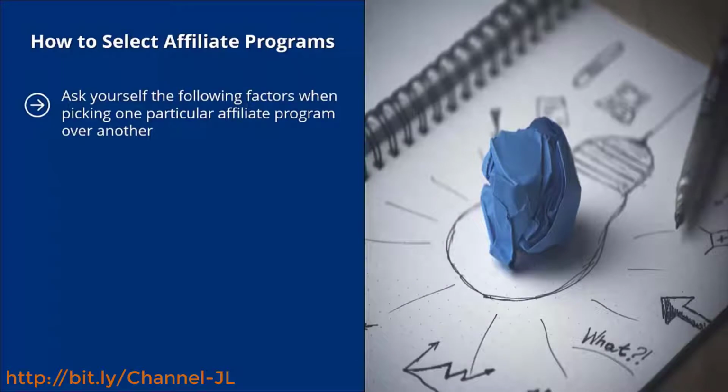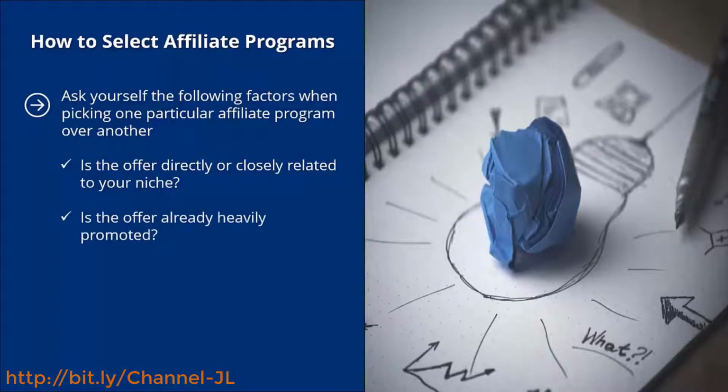Ask yourself the following factors when picking one particular affiliate program over another. Is the offer directly or closely related to your niche? Look at a program's offers, not necessarily the program itself. There are many programs that actually cater to many different niches. You have to look through their offers to see if there is something that tightly fits your niche. Is the offer already heavily promoted? Do a search for the name of the offer or the name of the company. Avoid saturated offers.